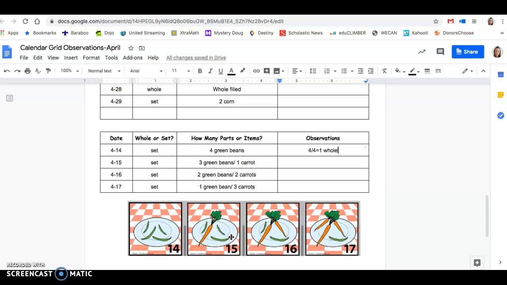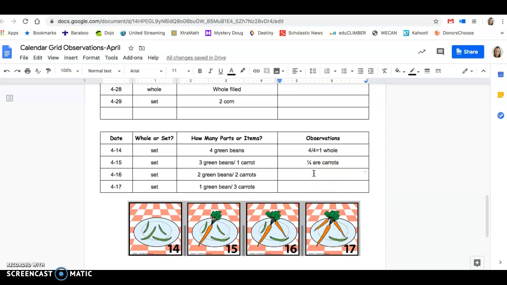Okay, now on this plate, my denominator, there are still 4 parts on this plate, just like the last one. But now I am thinking about the numerator. I'm thinking about the carrots on the plate. So I see 1 carrot on the plate out of 4 total parts on this plate. So 1/4 are carrots. All right.